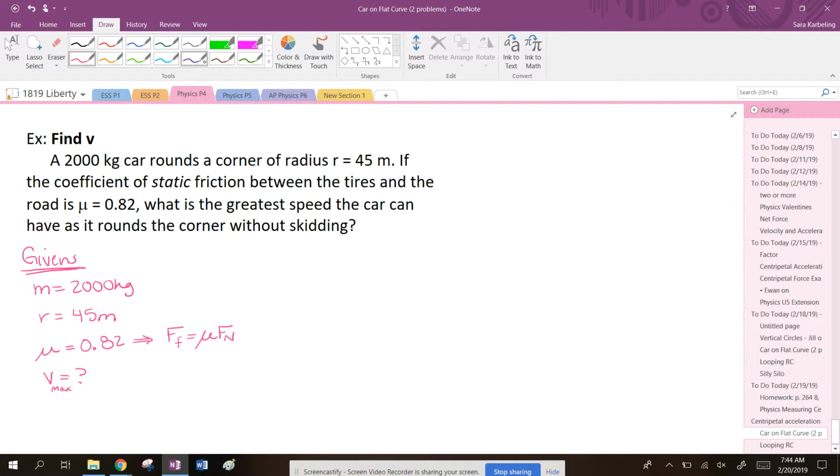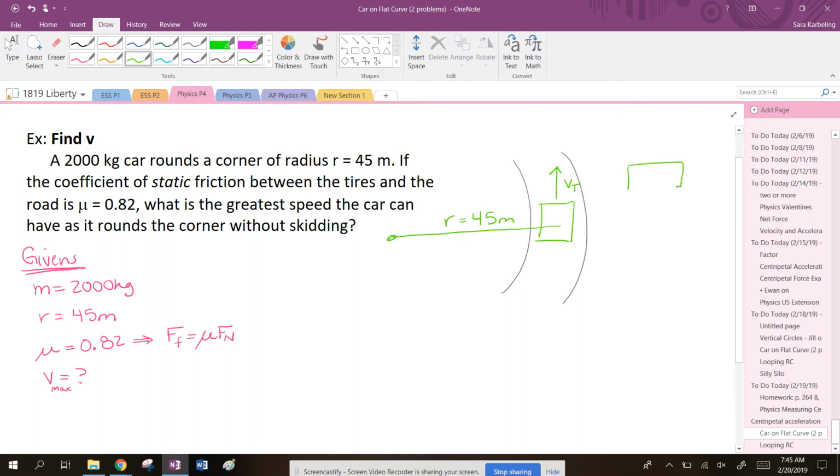So let's draw a picture here. Here is our curve, and here's our car. It's going in a straight line. That's the tangential speed, or the tangential velocity. And it's going around this curve that's got a certain radius, and that radius was 45 meters. And we want to know how fast we can actually go. So we need to look at the forces that are acting.